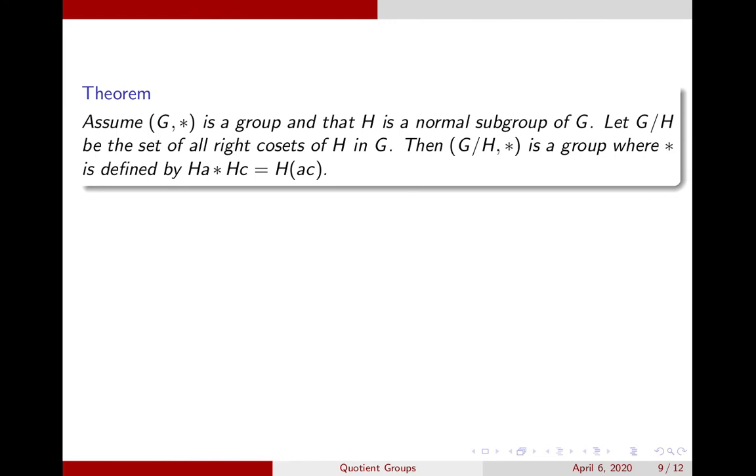And now, second theorem, which tells us that the set of right cosets of a normal subgroup in G, using the operation star that we've defined earlier, is actually a group.